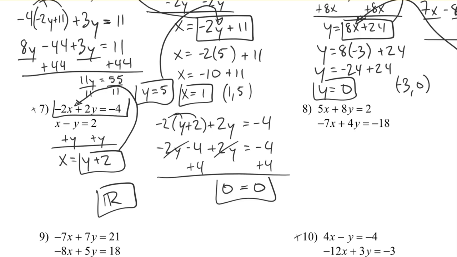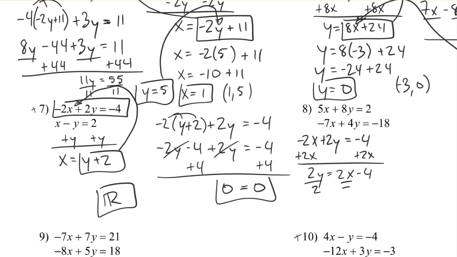Let's take this equation here: negative 2x plus 2y equals negative 4. And let's solve this for y and see what we get. So we'd add 2x to both sides. So we get 2y equals 2x minus 4. We'll divide by 2. And we get y equals x minus 2. Right? So that was that top equation.